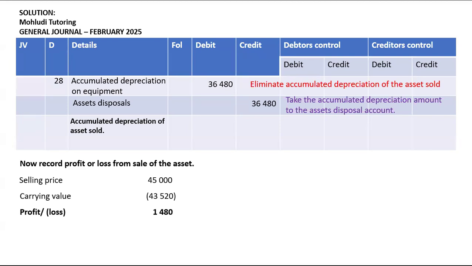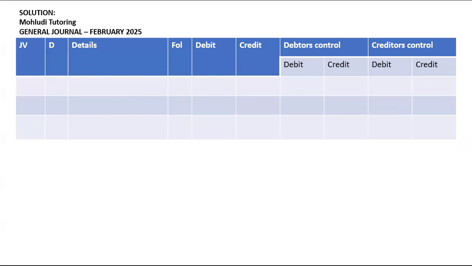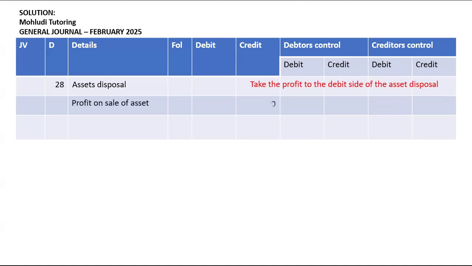When your selling price is more than the carrying value, you made a profit. When the selling price is less than the carrying value, you made a loss. To record this, you will debit asset disposals by the profit and credit profit, because its income, profit increases on the credit side. That's how you will record it.